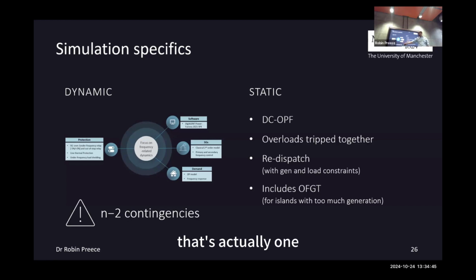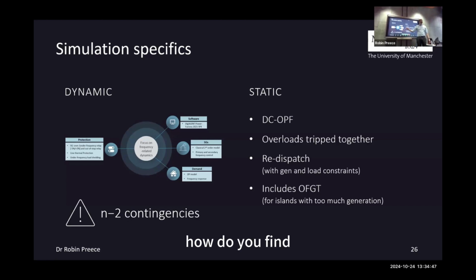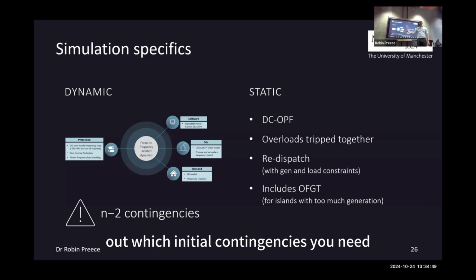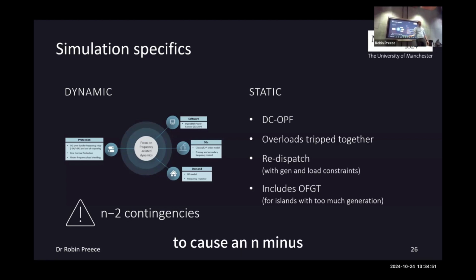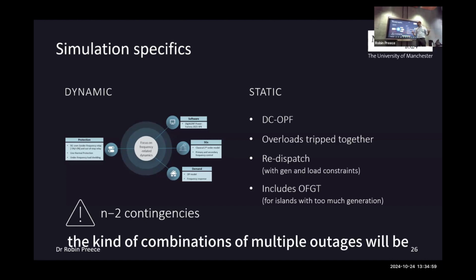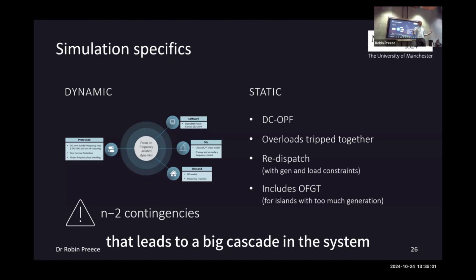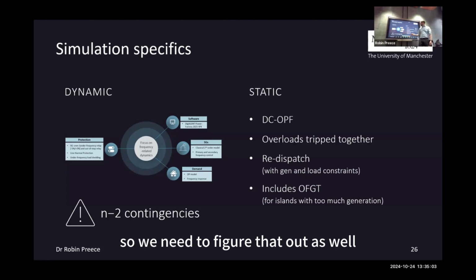That's actually a really interesting question: how do you find out which of the initial contingencies you need to cause to cause a cascade in your system? It's not a trivial question to know where the combinations of multiple outages will be that lead to a big cascade in the system. So we need to figure that out as well.